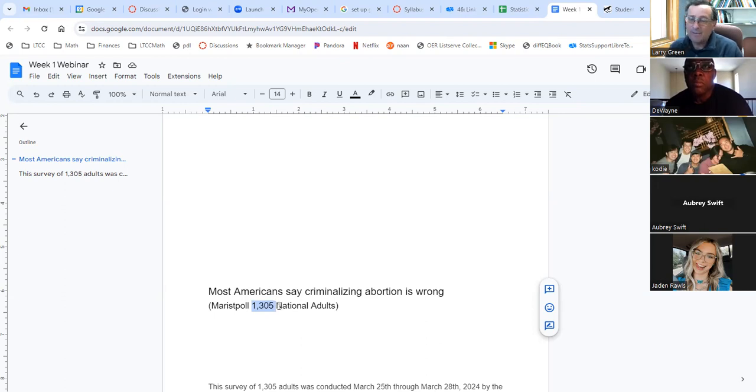How do you make it so that if you're going to survey 1,305 national adults, those are representative of all national adults, that you haven't pushed one side or the other, in this case, when it comes to how people think about criminalizing abortion being right or wrong. Any questions on that idea? Okay, so there are lots of choices, and let me show you what they did.